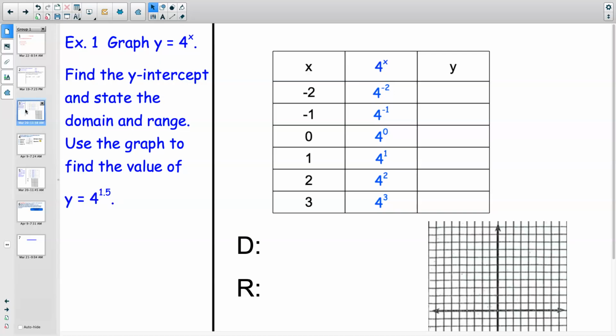Graph y equals 4 to the x. Find the y-intercept and state the domain and range. Use the graph to find the value of 4 to the 1.5 power. So that would be obviously a little bit approximate.